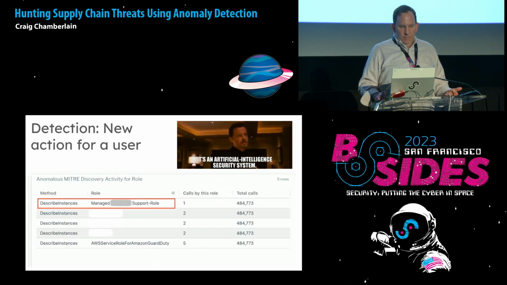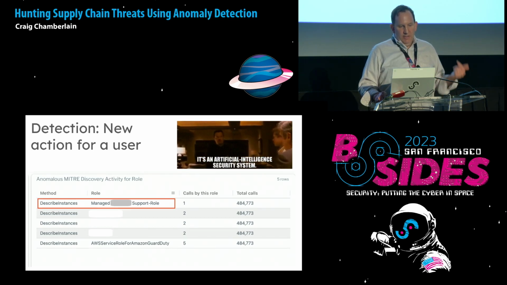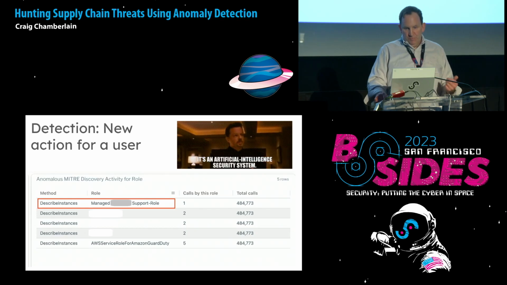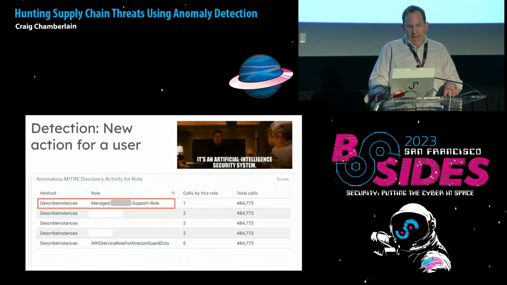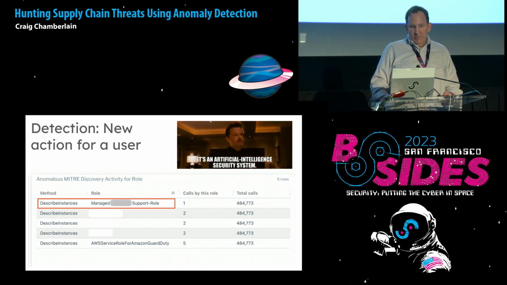And then this was a new action for a user. It turned out that the describe instances transaction was also something that this user context had never called before. And so some of this has been grayed out.